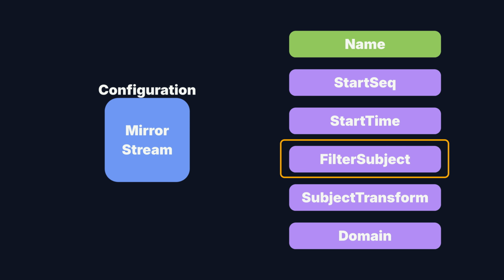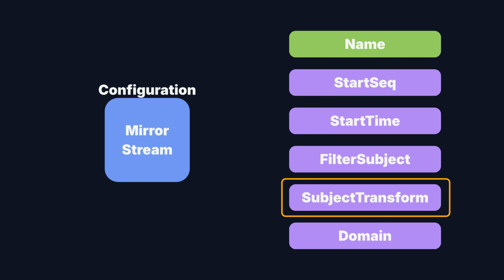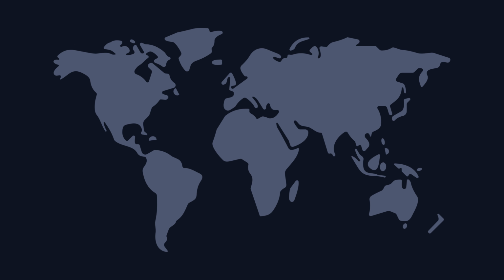Useful if you only care about certain topics. Subject transforms lets you transform subject names as messages are replicated. Great for remapping topics. And domain specifies which JetStream domain the origin stream lives in. Useful for hub and leaf topologies. One thing to remember, you can't use filter subject and subject transform together. You gotta pick one. So when would you actually use mirror streams?